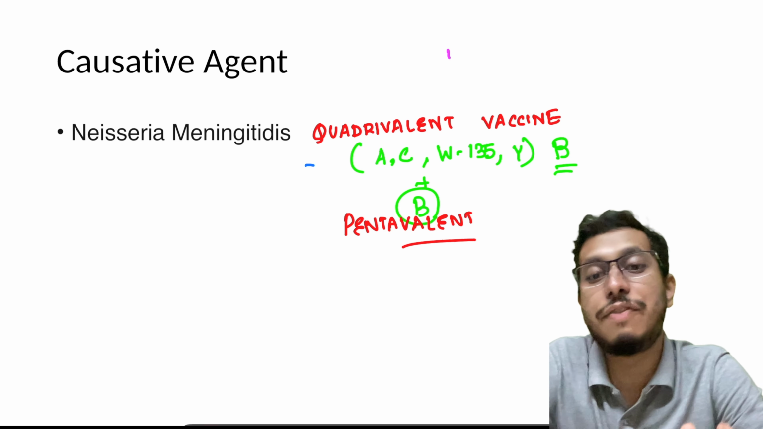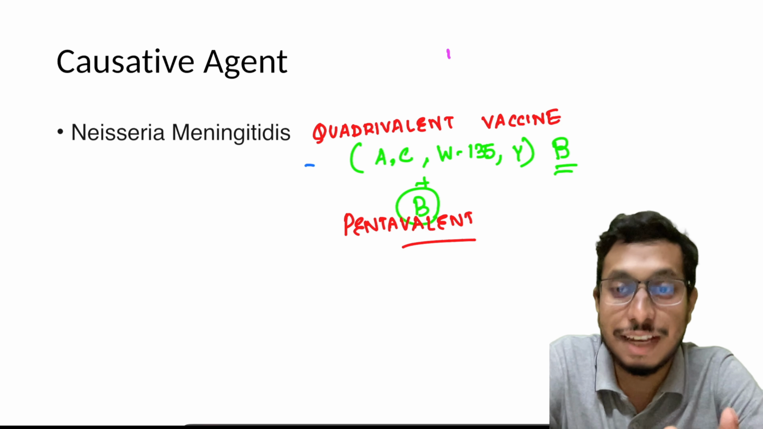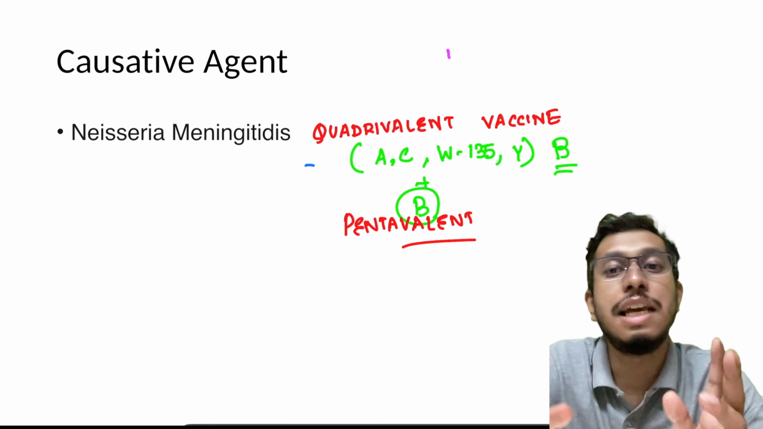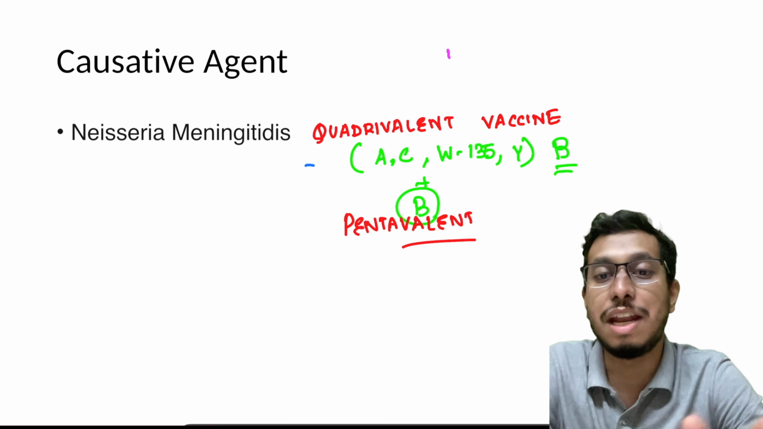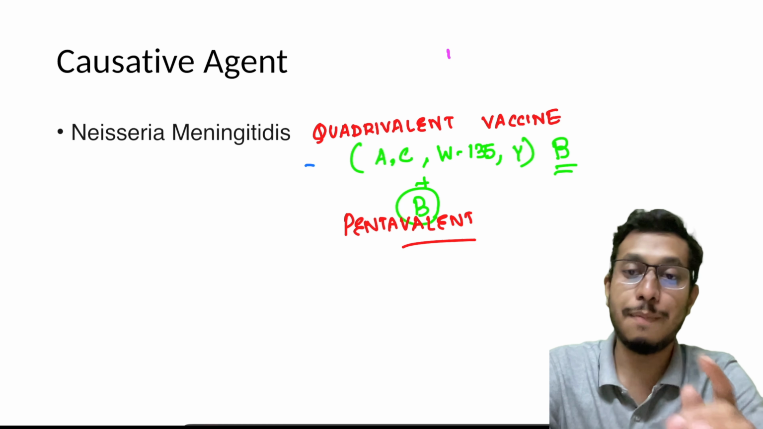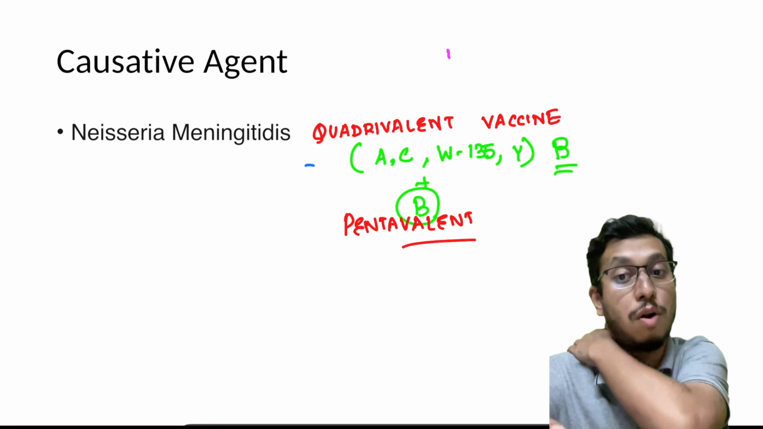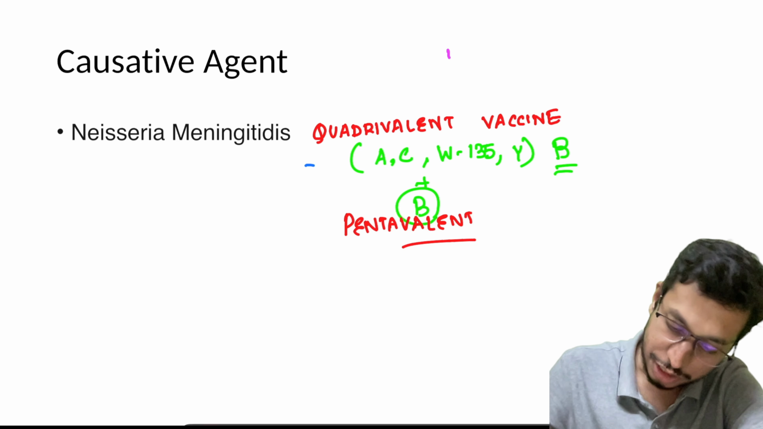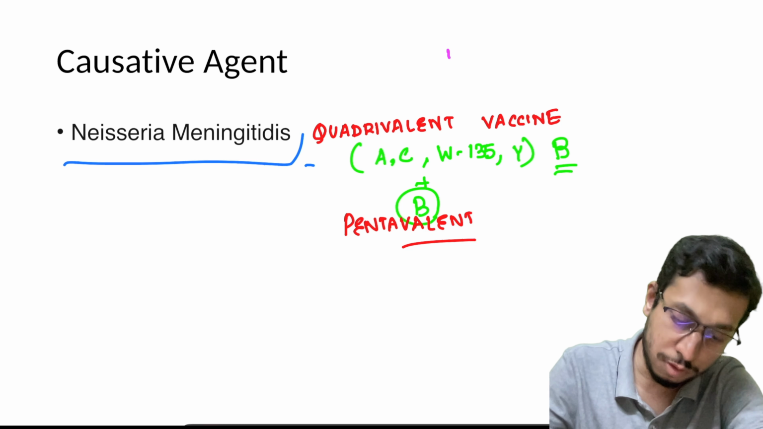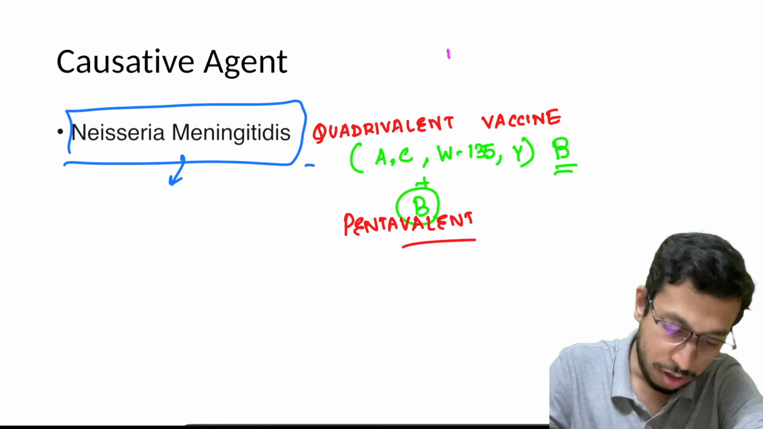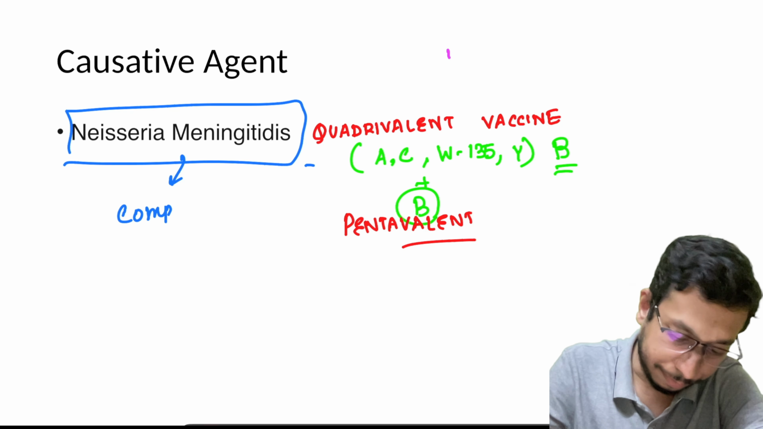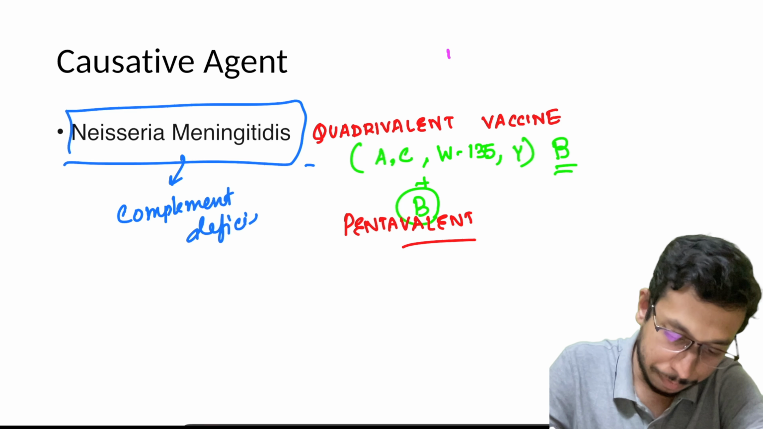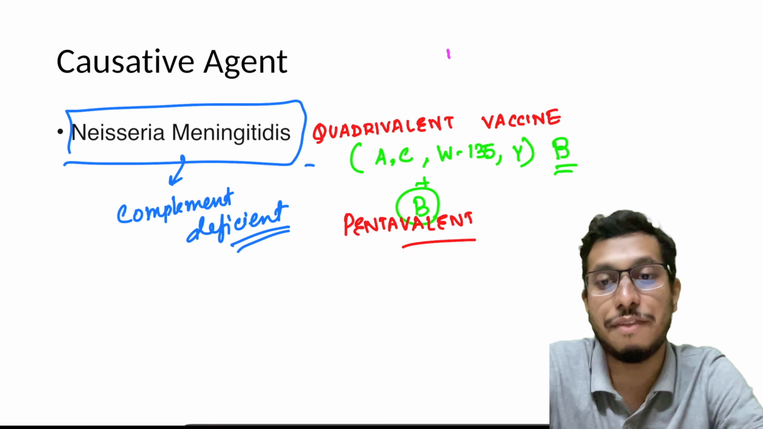So with the advent of quadrivalent or pentavalent vaccine, the incidence of Neisseria meningitidis-related meningitis has declined very much in recent years. But nevertheless, patients with complement inhibitor therapy or complement deficiency are still at risk and form the largest group of this infection. So complement deficient people are still the largest affected group.